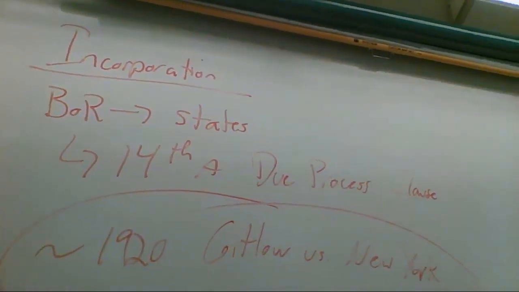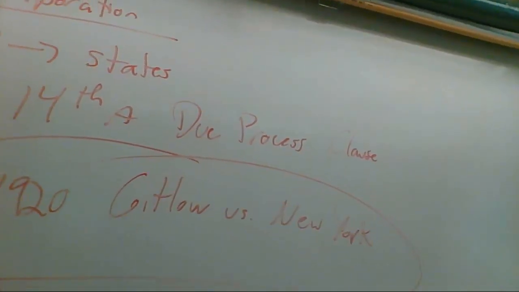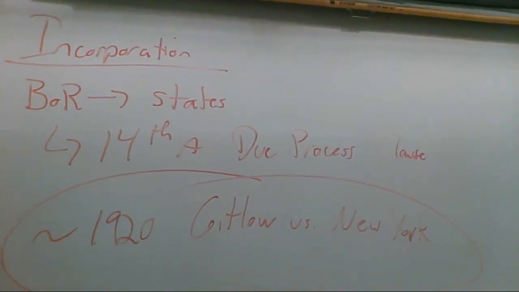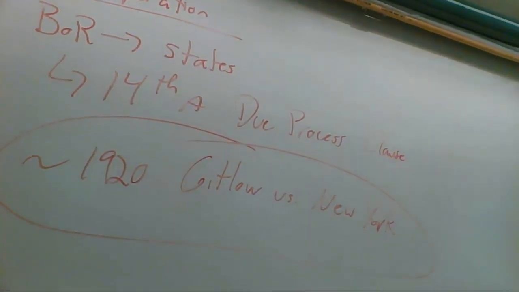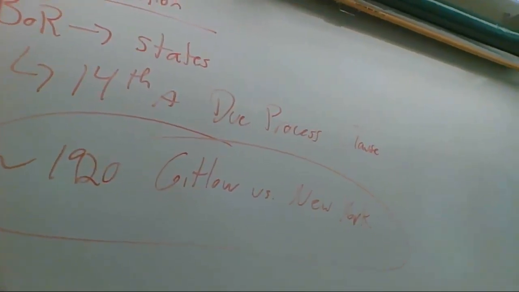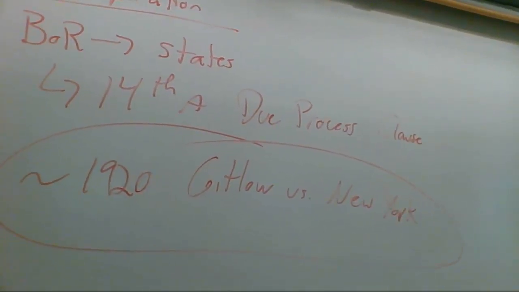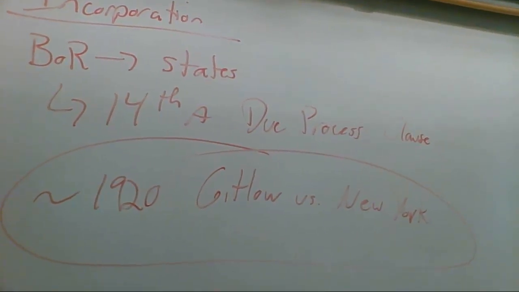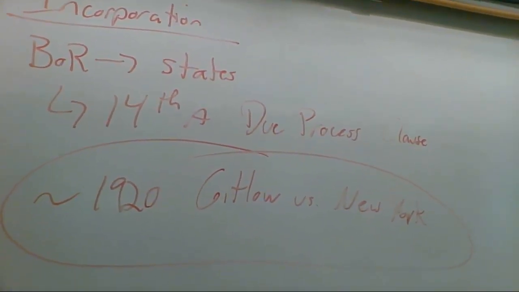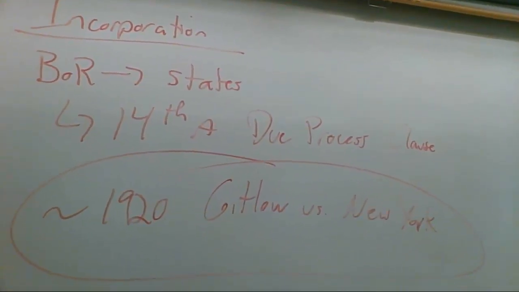Okay? The first incorporation case is actually a First Amendment case. So 1925, Gitlow versus New York. The state of New York passed a law limiting free speech. Gitlow sued. The Supreme Court said, look, the First Amendment applies to all states. States have to respect freedom of speech, including you, state of New York.